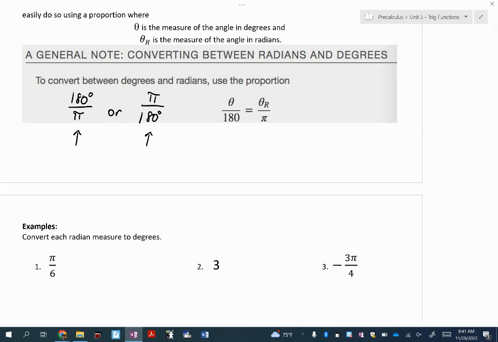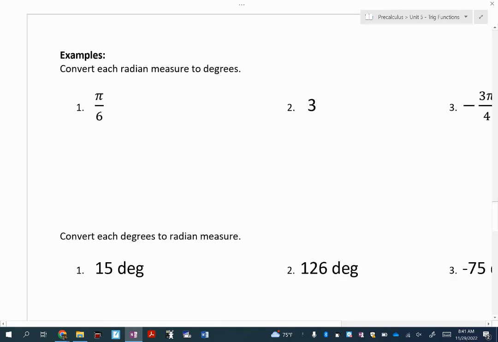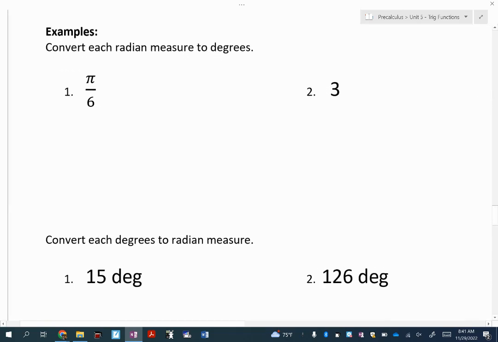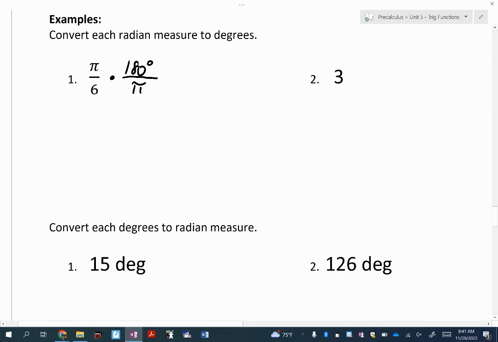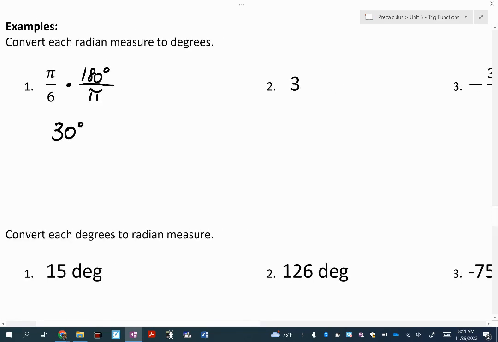And if you have trouble remembering it, just think about what you are trying to cross out. I'll give you an example. In this first one, going from radians to degrees, I'm trying to cross out the pi. I want to end up in degrees. So if I'm trying to cross out the pi, I need the pi to be diagonally from my original pi so I can cross out that pi. So you put 180 degrees on top. When you do that, the pi's cross out. 180 divided by 6 is going to be 30 degrees. Now you already knew that one from earlier in the lesson.